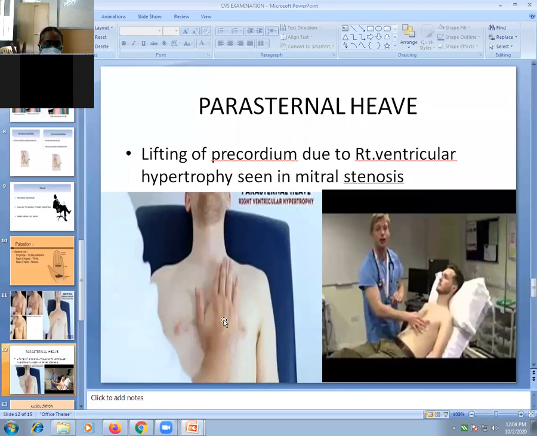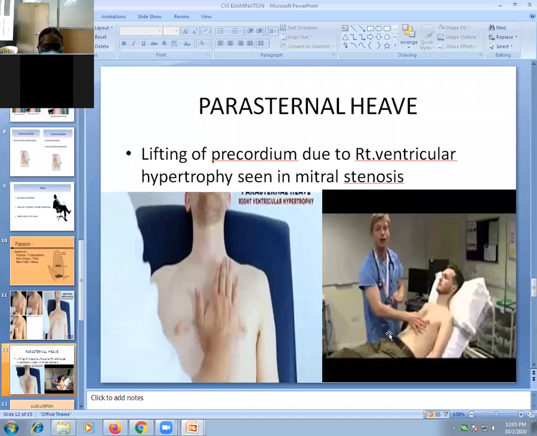If your hand is lifted, that means parasternal heave is present. If your hand is not lifted, that means parasternal heave is absent. So this is the way of checking parasternal heave, and observe whether your hand is lifted up or not. Always keep the base of the hand over the precordial area, like this.